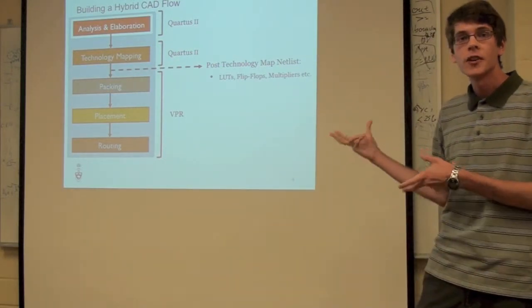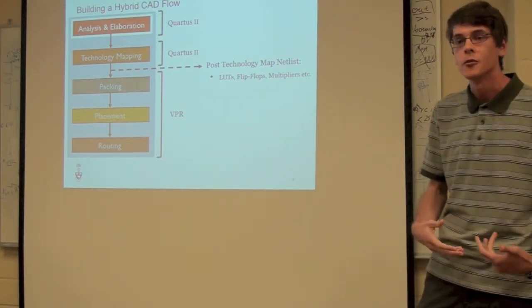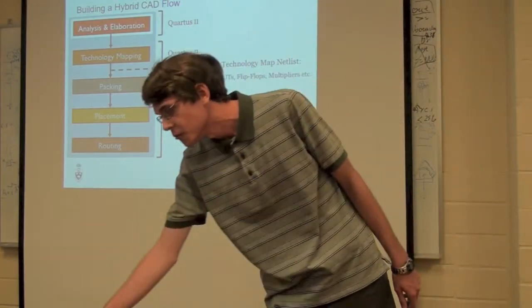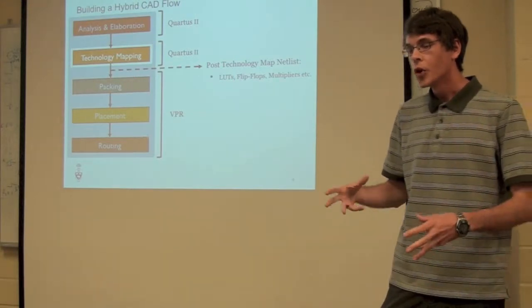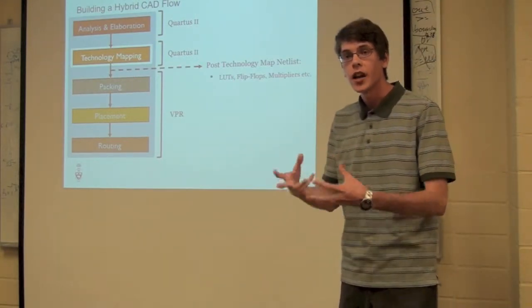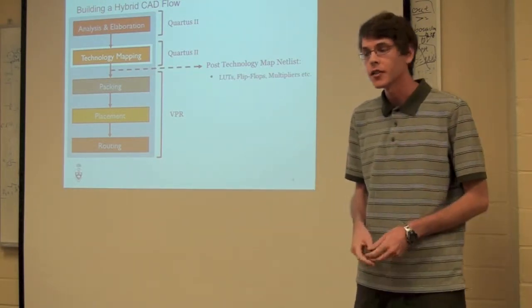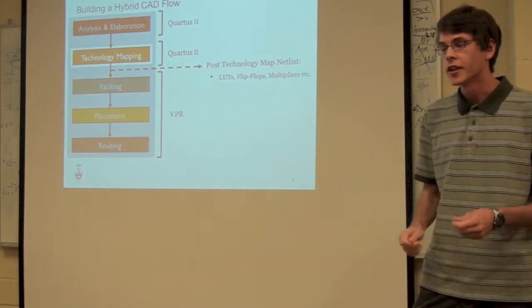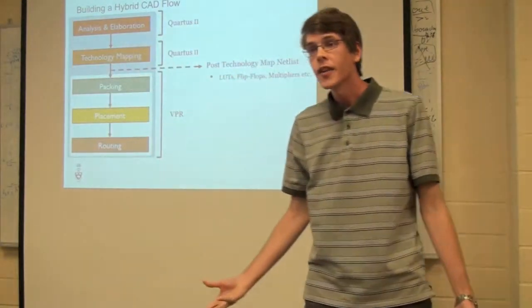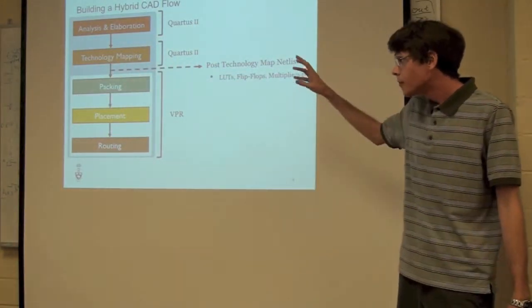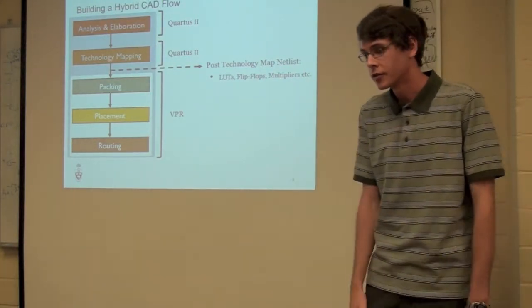Now ideally, once we had finished analysis and elaboration, we would be able to pull our design out of the vendor tools and bring it into the academic tools. But it turns out this isn't really possible with Quartus, and we also have to do technology mapping in Quartus. But once we've done technology mapping, we can pull our design out of Quartus and bring it into the academic tools. And so what we get is a post-technology map netlist, which consists of basic device primitives like lookup tables, flip-flops, and multipliers. Now once we have that netlist, we can go on and finish the CAD flow, doing packing, placement, and routing in an academic tool like VPR.